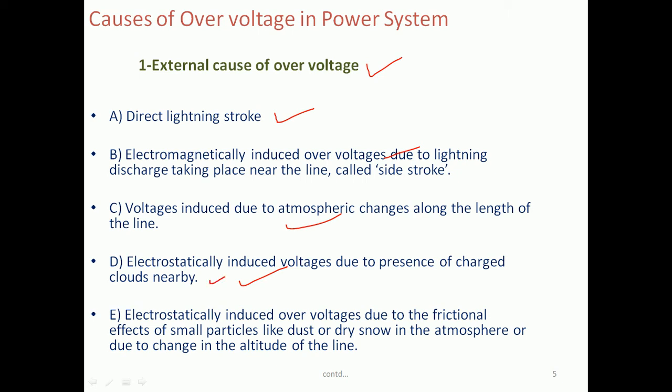This type of situation occurs in hilly areas where the cloud always spreads over the conductors near the tower of a transmission line, etc. There is also electrostatically induced over voltage due to the frictional effect of small particles like dust and dry snow. These also happen in hilly areas, in mountain regions, or where dust appears in desert areas. These are the atmospheric conditions due to which over voltage may happen in a power system.